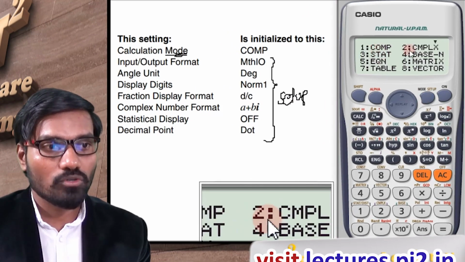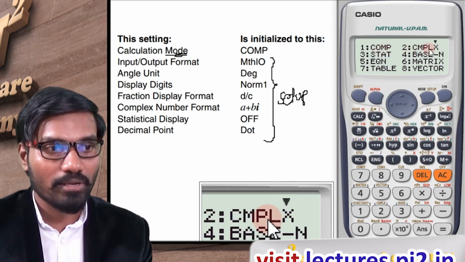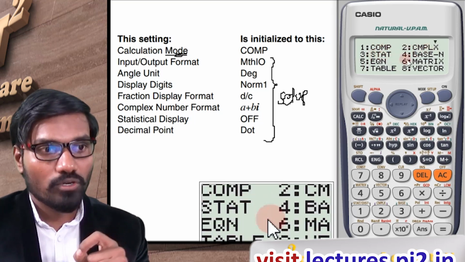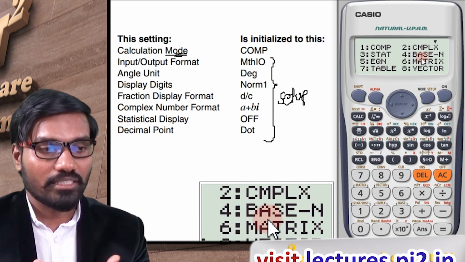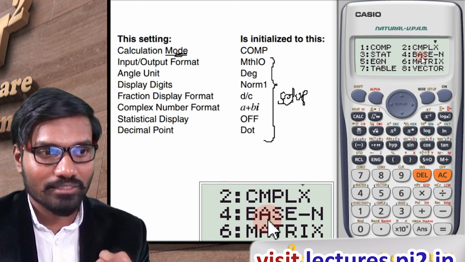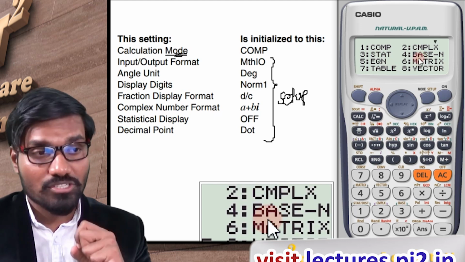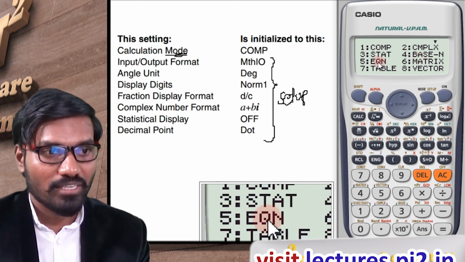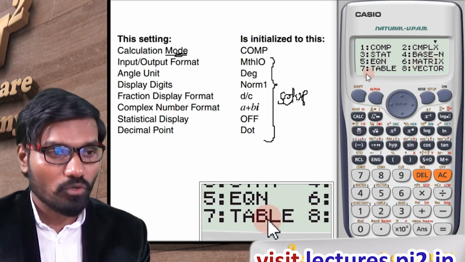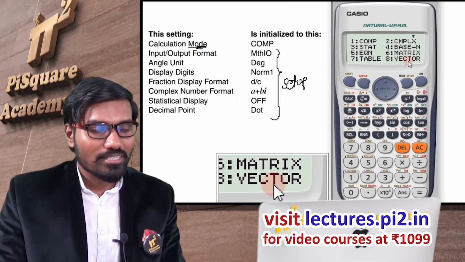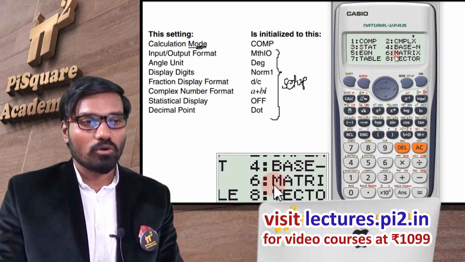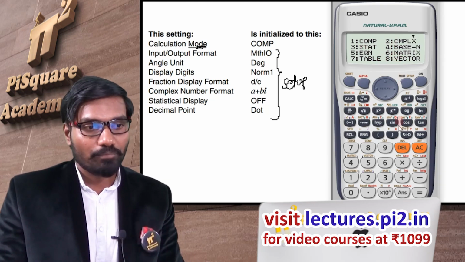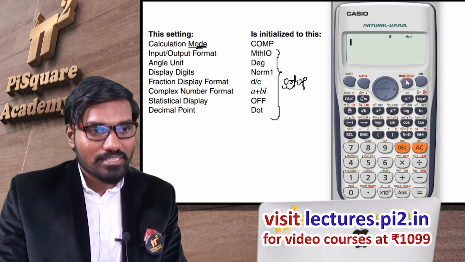That's what computational mode, complex mode, statistical mode. Base N means what? In digital electronics, you might be having these conversions from one number system to another number system. Equation mode, matrix mode, table, vectors, and etc. Okay, I'll explain one by one all these modes later. And another thing is setup is also there.